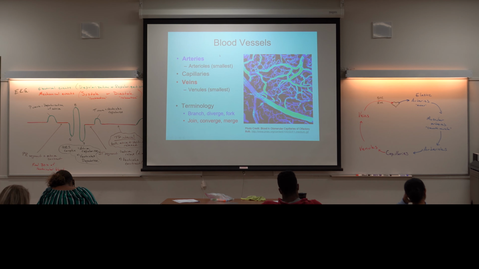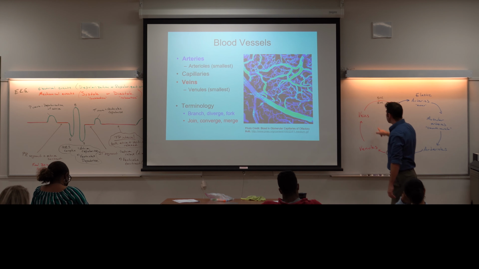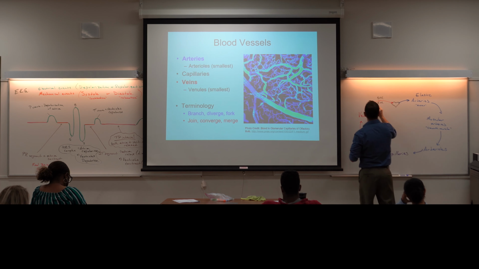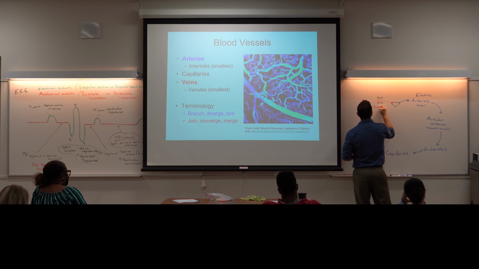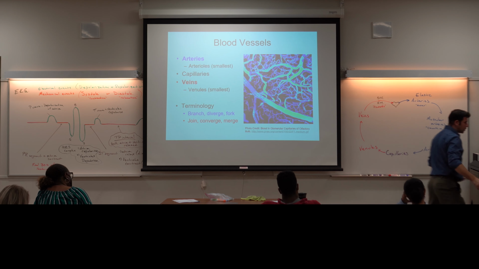Obviously, when we're going away from the heart, we're going to be using terms like fork and diverge or branching. And when we're talking about veins, these things are going to join or converge or merge. We'll say towards. So veins always towards the heart, arteries always away.